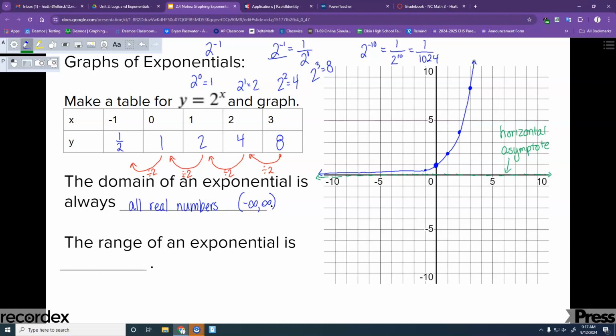The range of an exponential is, I'm going to just say that it is restricted. So it is not going to be negative infinity to infinity. What would the range be for this one?